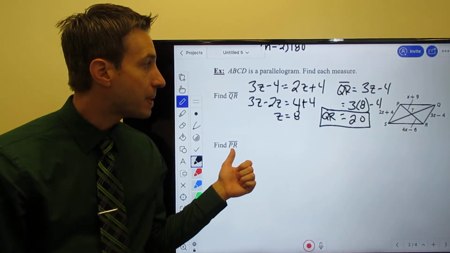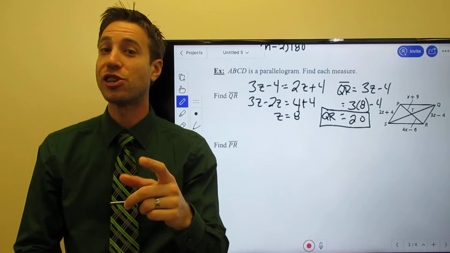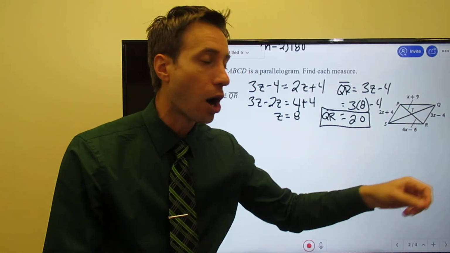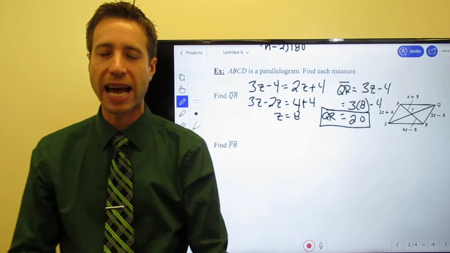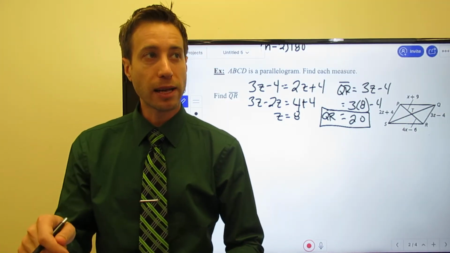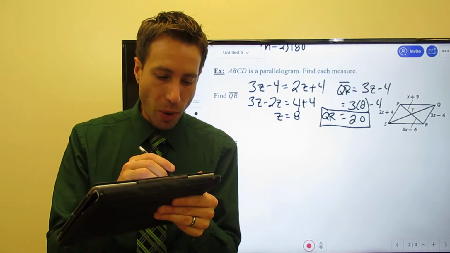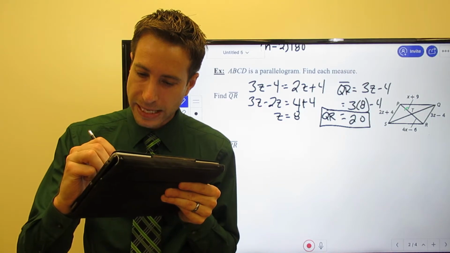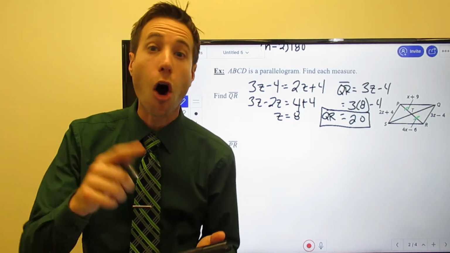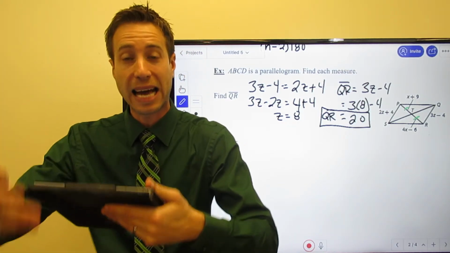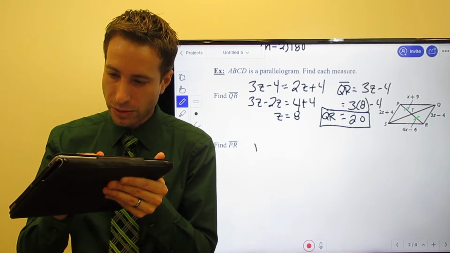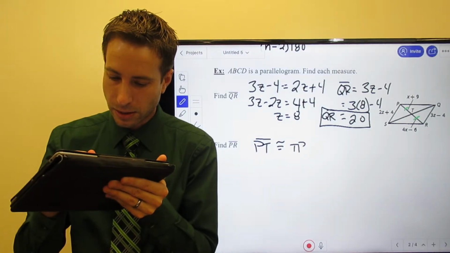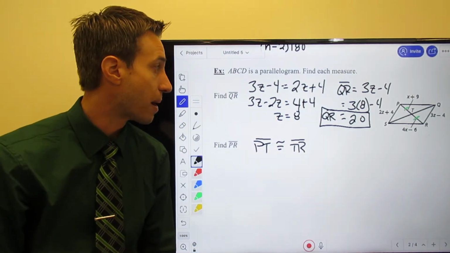I want you to find PR. Ooh, fantastic. This is a question now about diagonals. Please notice, this diagonal is PR. Well, let's think about our theorem. What do we know about diagonals? Diagonals of a parallelogram bisect each other. So what that means is these two segments, PT and TR, are congruent because I know that my diagonal is cut in half. So I know that PT is congruent to TR. That's thanks to the theorem of parallelograms.